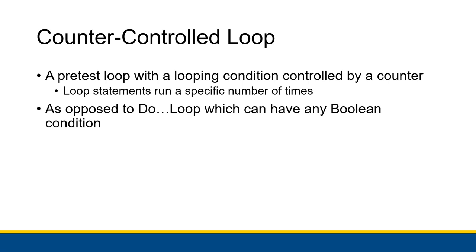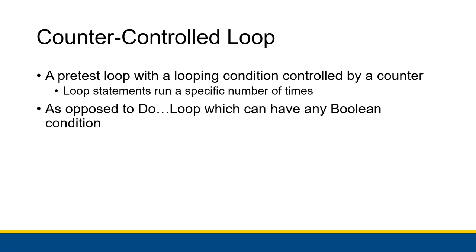A counter-controlled loop is very similar to the pretest loop we saw before with int num, where we started it at 1, we made the loop run while it was less than or equal to 5, or until it was greater than 5, and we put the value of int num into that label. That idea, and of course we incremented it by 1. That idea of using a counter to control when a loop is going to run and when it's going to stop actually leads into this idea of the counter-controlled loop, which is a pretest loop specifically with a looping condition controlled by a counter. So we know that the loop statements are run a very specific number of times, as opposed to a general do loop, which could have any Boolean condition.